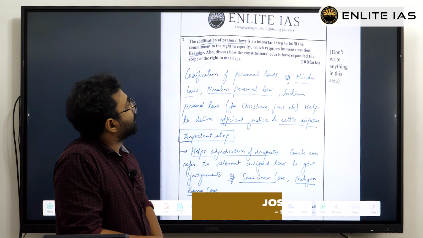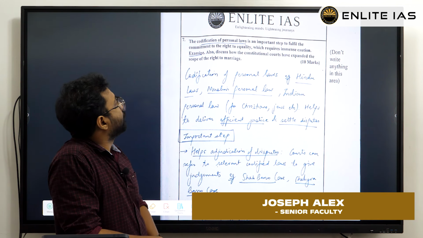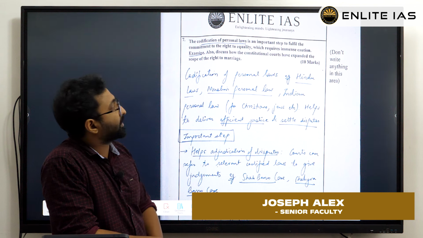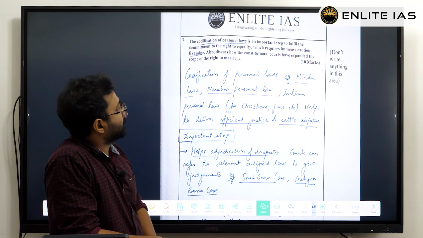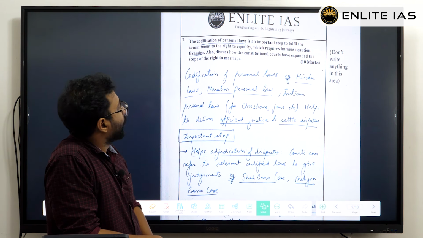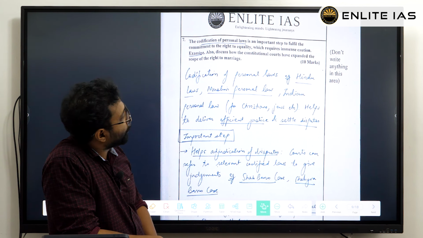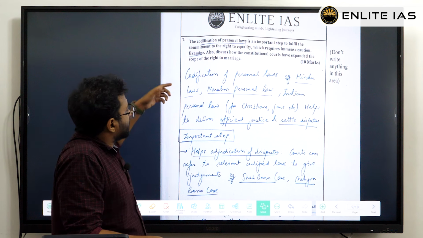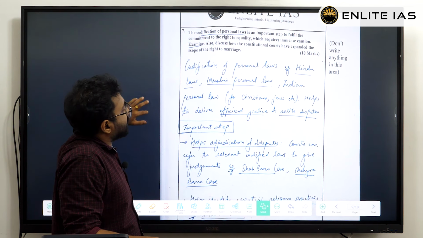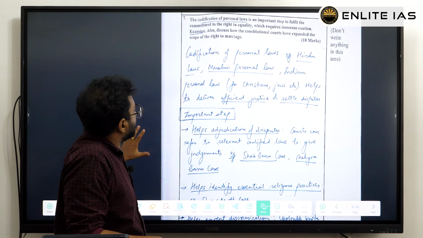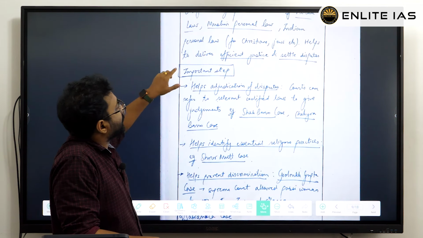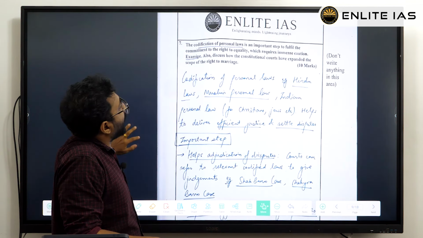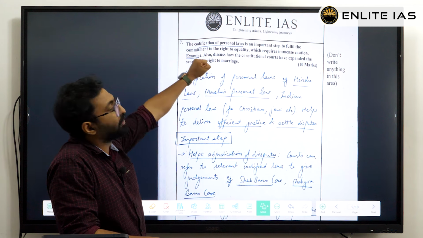The codification of personal laws is an important step to fulfill the commitment to the right to equality, which requires immense caution. Examine. Also, discuss how the constitutional courts have expanded the scope of right to marriage. See, I am not repeating all the same things. A small introduction is all that is needed. And see, he is telling why it is important to codify the personal laws.